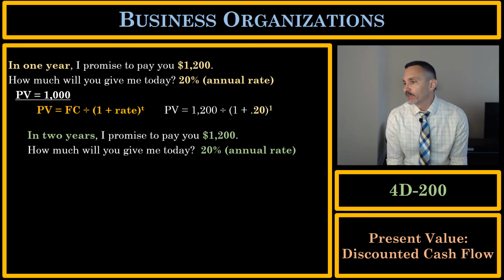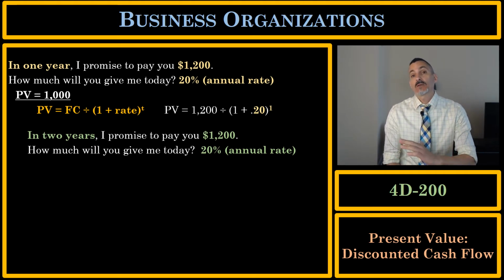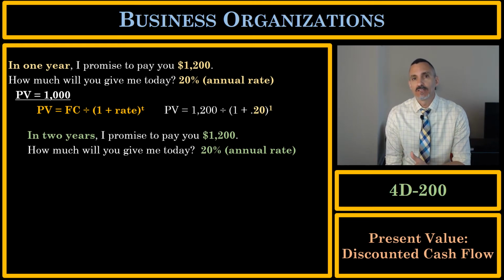Okay. Now, just change it a little bit to see how this changes the numbers. In 2 years, I promise to pay you $1,200. Same number, but 2 years is the changing variable here. How much will you give me today? Now, you want a 20% annual return. You don't want a 20% overall return. If it's just a 20% overall return, it'd still be $1,000. You want a 20% annual return.